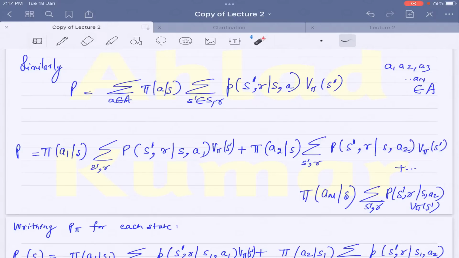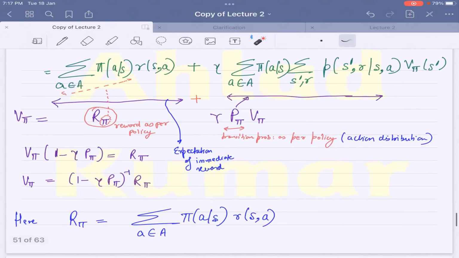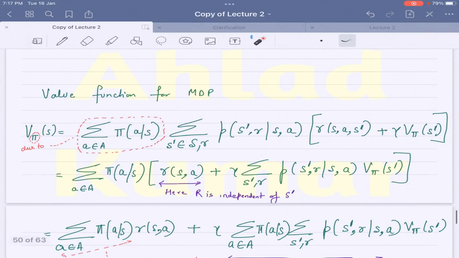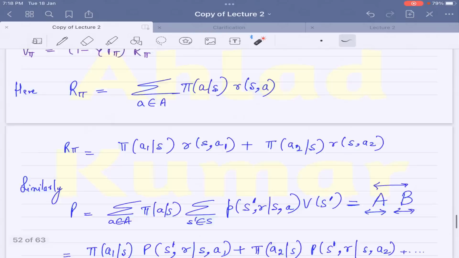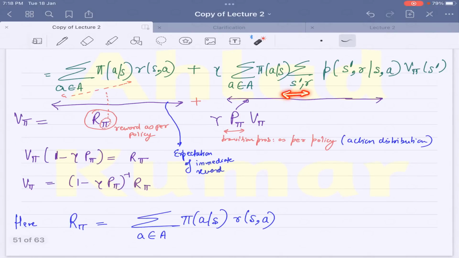And one important thing I wanted to point out here is that in the earlier slides where we had discussed these expressions, please change this. We have two summations here, s prime and r. Earlier this r was not there, so it was my mistake. So r will also be here along with this summation. Earlier it was only s prime, so please note that and correct it. Similarly here also r was not there, so please correct this.